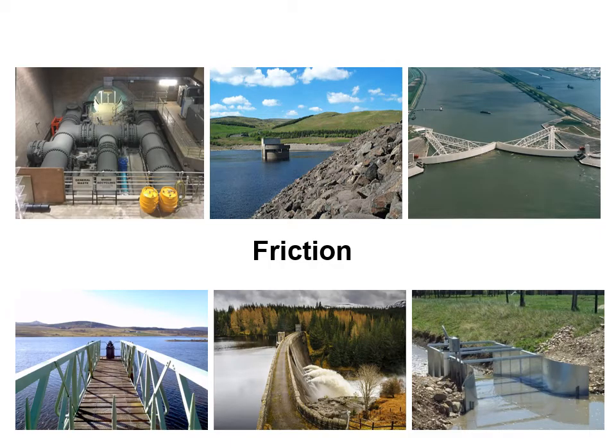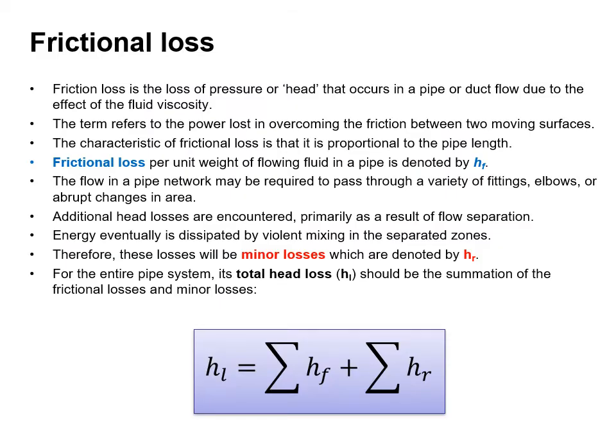So let's now look at the subject of friction. So frictional losses are a loss of pressure or head that occurs in a pipe or duct flow due to the effect of the fluid viscosity. The term refers to the power lost in overcoming the friction between two moving surfaces. The characteristic of frictional loss is that it is proportional to the pipe length. Frictional loss per unit weight of flowing fluid in a pipe is denoted by H subscript F.